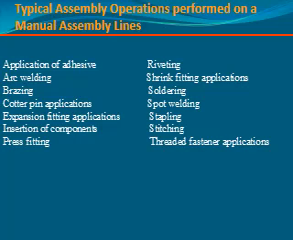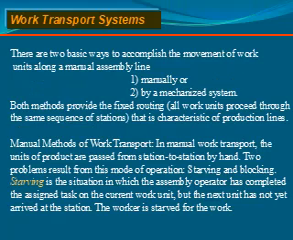So what about the assembly lines? Typical assembly operations performed on a manual assembly line include application of work issues, arc welding, brazing, cotter pin applications, expansion fitting applications, inspection of components, press fitting, riveting, soldering, spot welding, stapling, stitching, and threaded fastener applications. So these are some manual assembly lines.